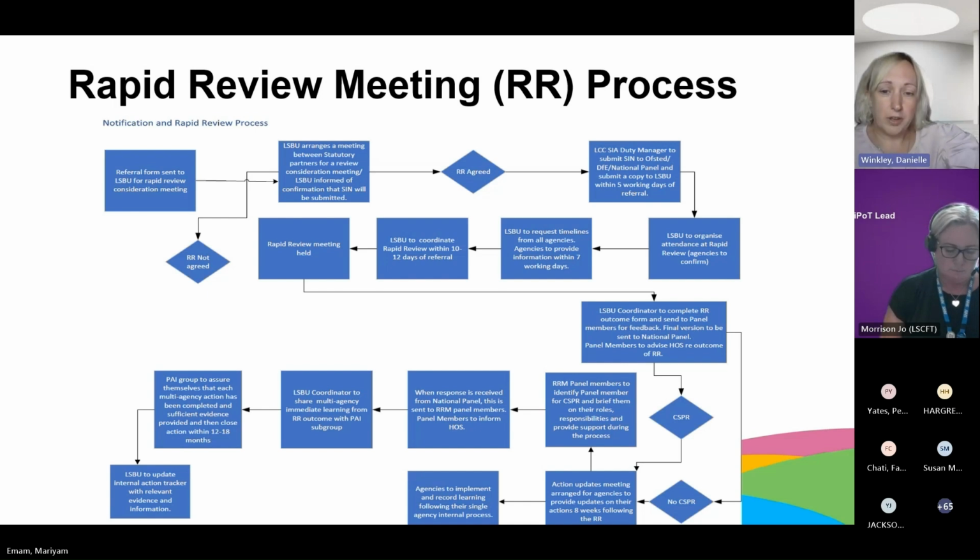Then we hold the rapid review, and then we have an outcome of either it's going to a child safeguarding practice review or there's going to be no CSPR, but we still do the actions and learnings. If there's been something from the rapid review that we still think there's a little bit of learning about, we still take that on board. Helen's going to talk about the CSPRs and Fahim's going to talk about if we don't have a CSPR and what other actions we can take.